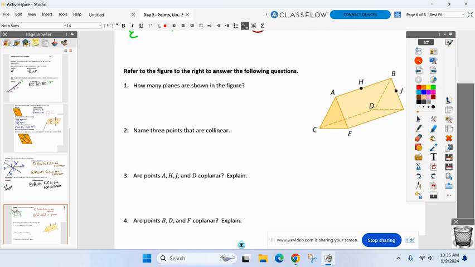Three collinear points. E, F, and B, maybe. A, H, and B works. I'm gonna do E, F, and D. Got it. Collinear.